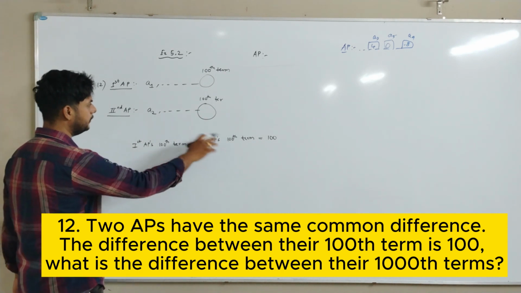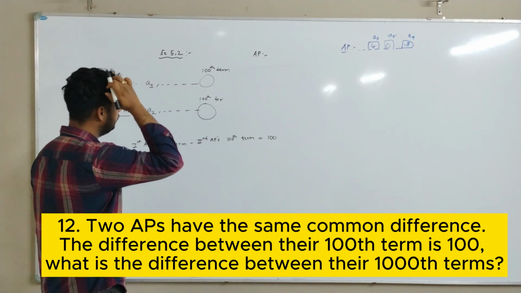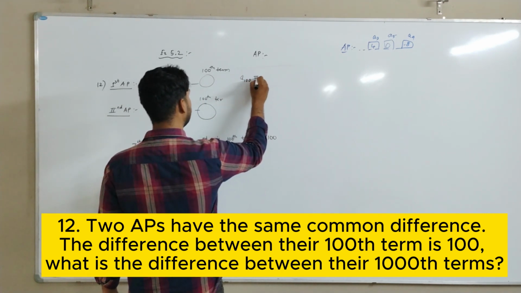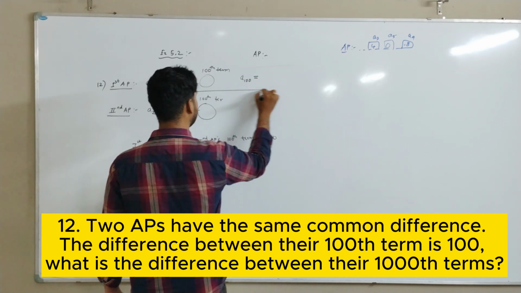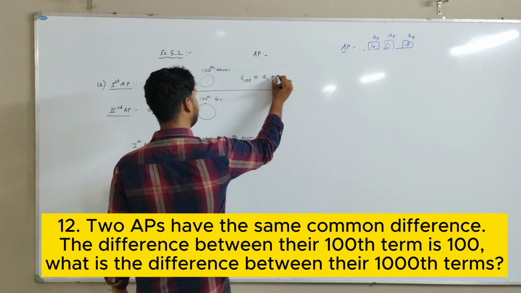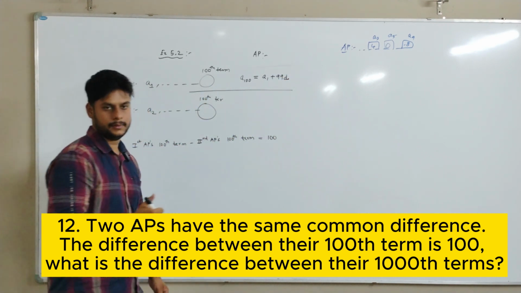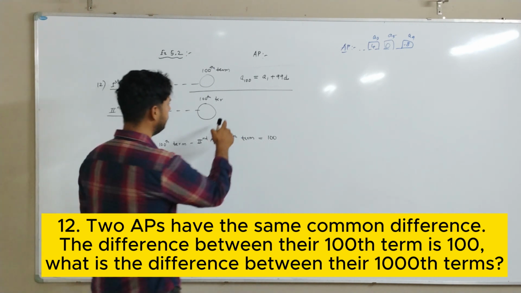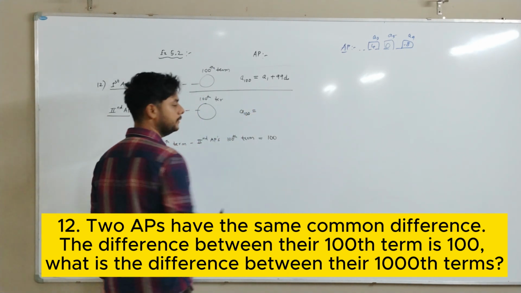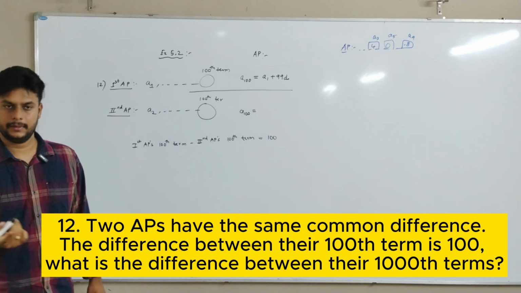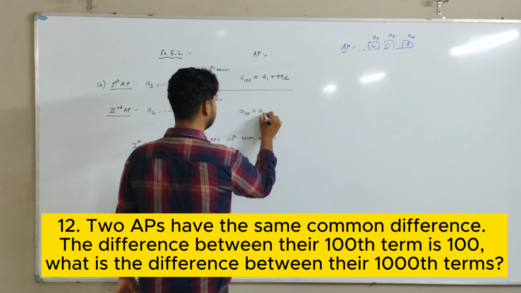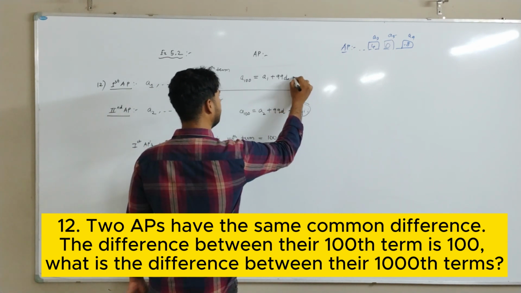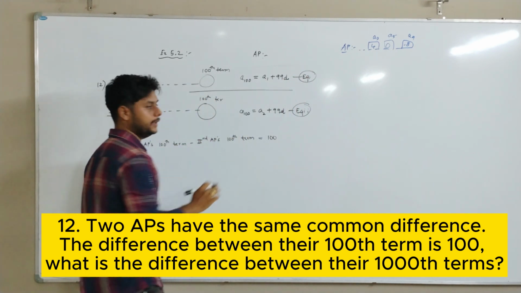Now how can I write this in an equation? First let's think about the 100th term. In the first AP, A100 will be equal to A1 plus 99D. That is, A plus (100 minus 1) into D, A1 plus 99D. So in the second AP, what will A100 be? Can anybody tell me? A2 plus 99D. This was the difference I wanted. Equation 2, equation 1. Understood what I wrote here?